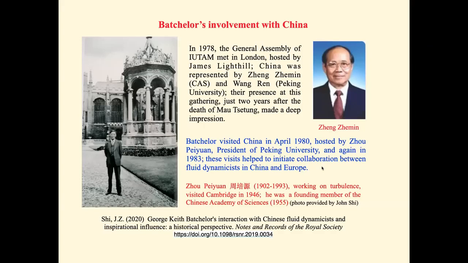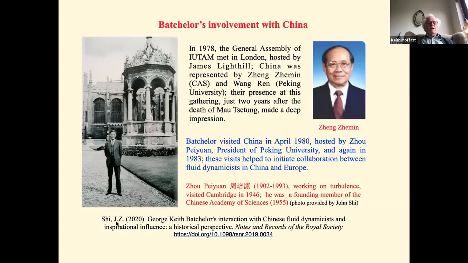1980. I'm indebted to John Shee, who gave me this early photograph of Zhu Peiyuan. He has written a nice article published in the Notes and Records of the Royal Society, George Keith Batchelor's Interaction with Chinese Fluid Dynamicists and Inspirational Influence, a Historical Perspective. And here is the reference to that paper.